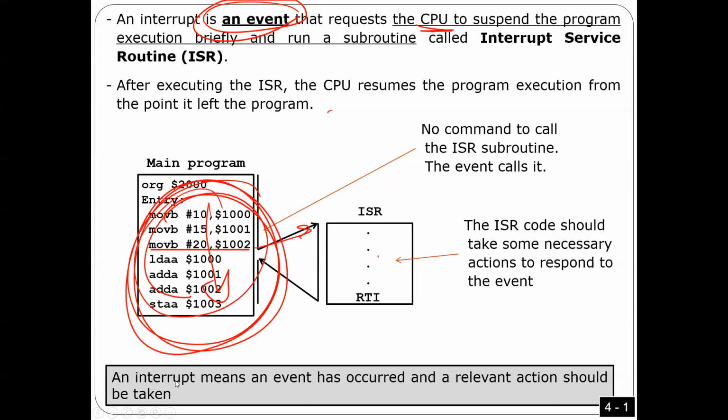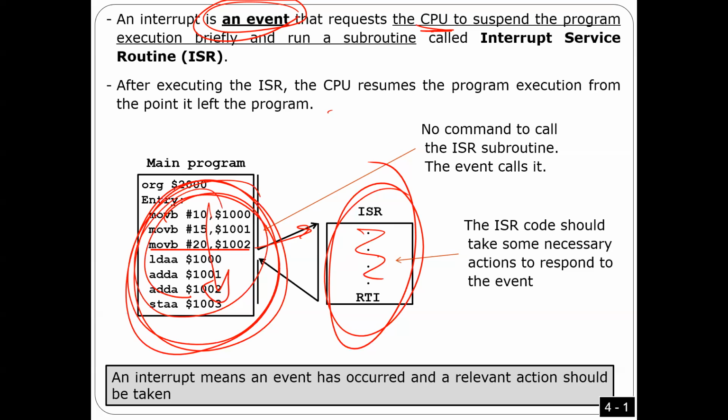So an interrupt means an event has occurred and a relevant action should be taken. A relevant action, and this action is written in the subroutine. So an event happened, and I have to take action. And the action is written here. You have to write it in the subroutine of this interrupt.